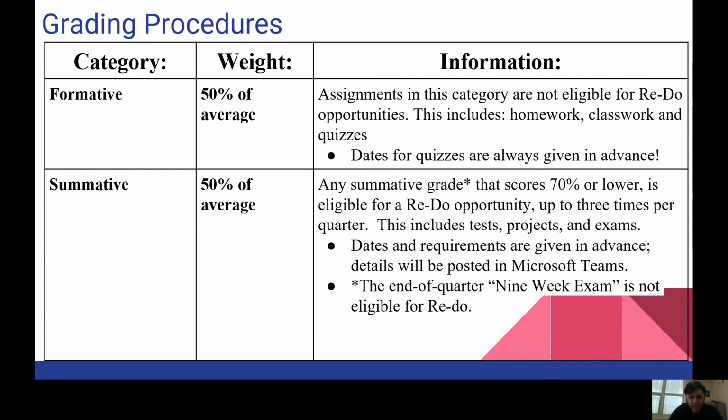Summatives. Any summative grade that scores 70% or lower is eligible for a redo opportunity 3 times per quarter. So your student has 3 times in 1 quarter to redo any summative and get as high as a 70%. Dates and requirements are given in advance. Details will be posted in Microsoft Teams. The end of quarter or 9 weeks exam is not eligible for redo. So the only summative that is not eligible for redo is the 9 weeks exam or end of quarter exam.